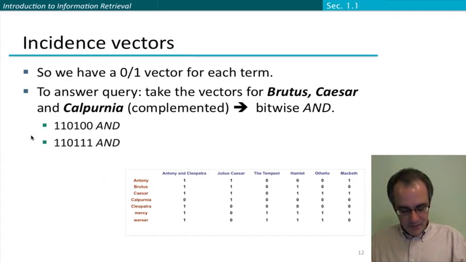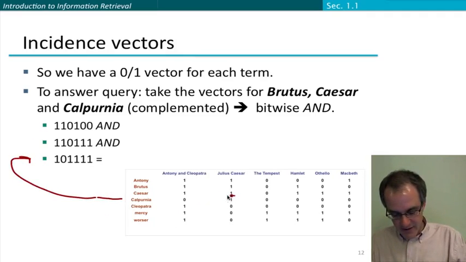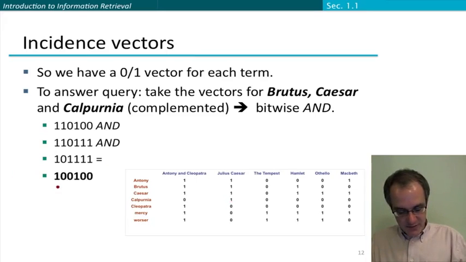Then we can take the row for Caesar and put it there. And then finally, we can take the row for Calpurnia, complement it, and then stick it down here. So Calpurnia only appears in Julius Caesar, and so we've complemented it to a vector where everything is one apart from Julius Caesar. And at that point, we can just AND those three vectors together, and our answer is this one of 1, 0, 0, 1, 0, 0.